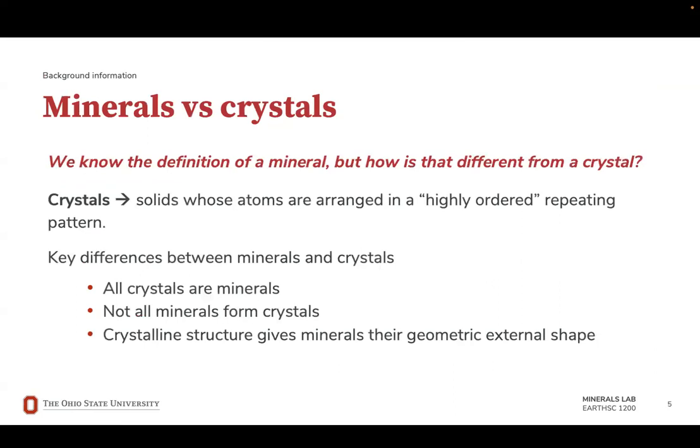Now, we know the definition of a mineral, but we want to know how that's different from a crystal, because sometimes those two words are used interchangeably. A crystal is a type of solid whose atoms are arranged in a highly ordered repeating pattern. There are three key differences between minerals and crystals. All crystals, specifically those that are inorganic, are minerals. Not all minerals form crystals, and crystalline structure gives minerals their geometric external shape. So in summary, atoms or molecules are arranged in an ordered, repeating 3D pattern, and that is reflected in the external crystal shape.